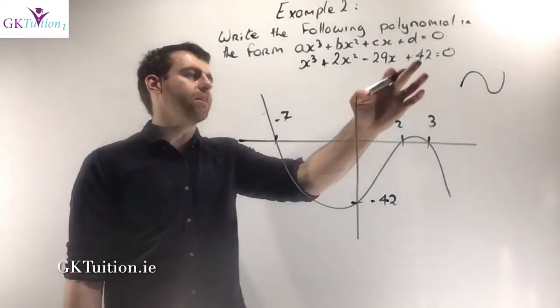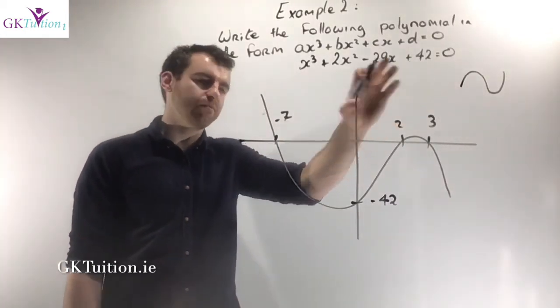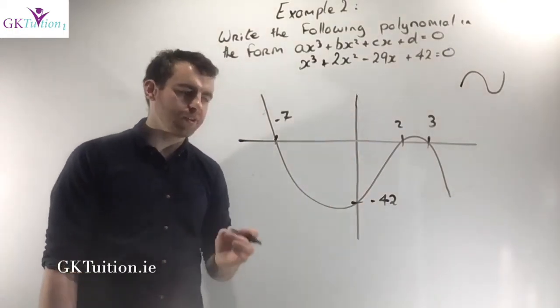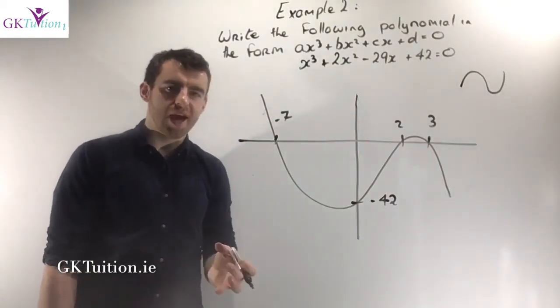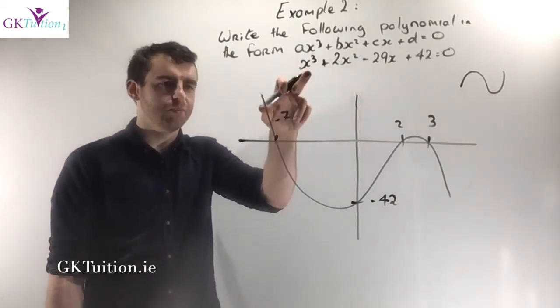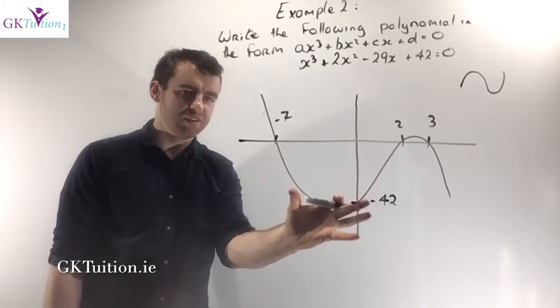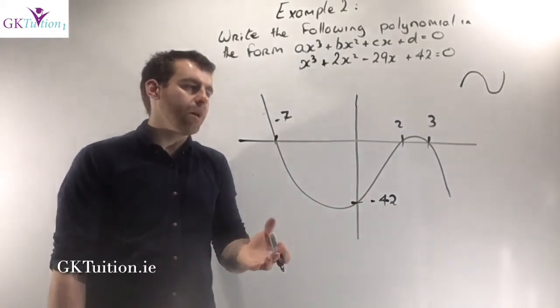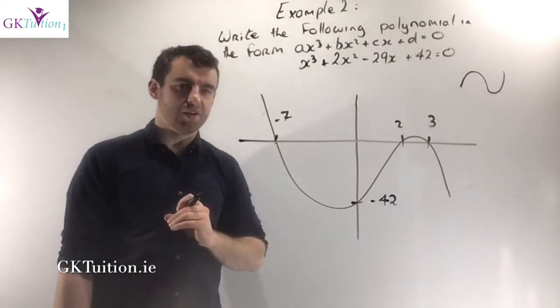I can also tell that this graph would cross the y-axis at plus 42, which is somewhere up here. Clearly my graph is crossing at minus 42. So something doesn't add up here. I need to figure out, what do I need to do to this cubic so that it satisfies the conditions in this graph? Obviously I need to change its shape. It needs to be a minus x cubed.